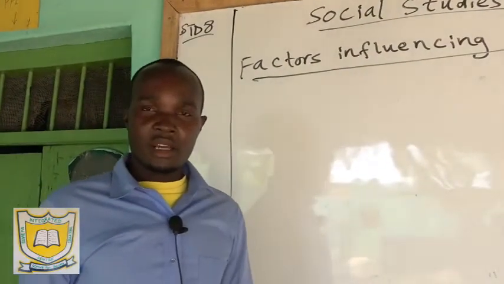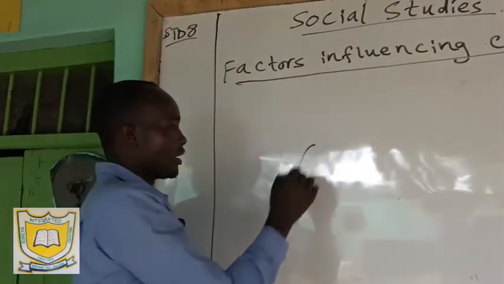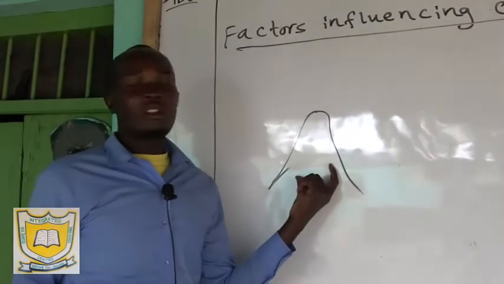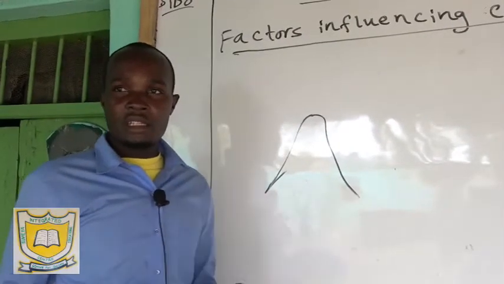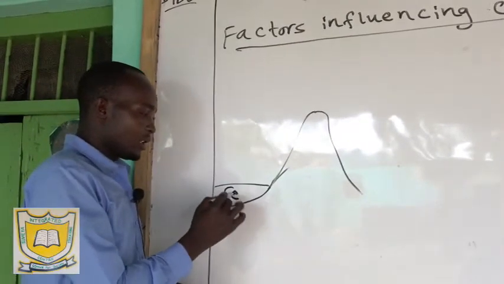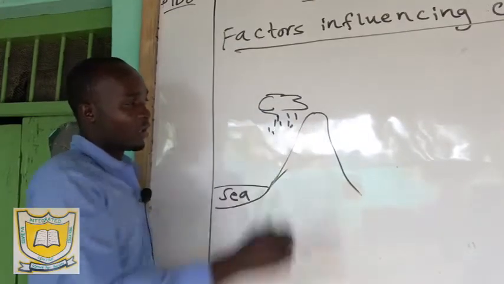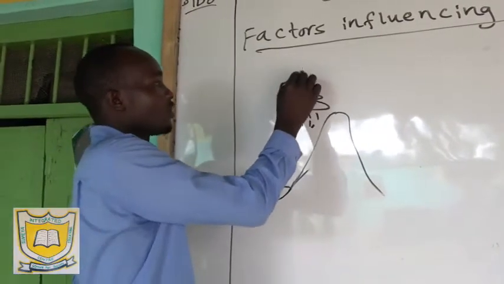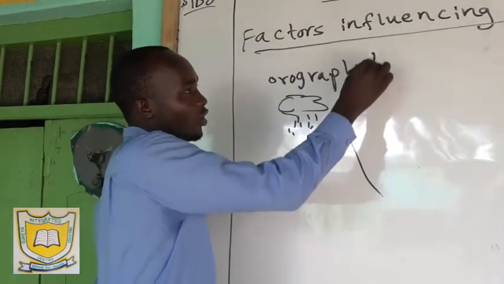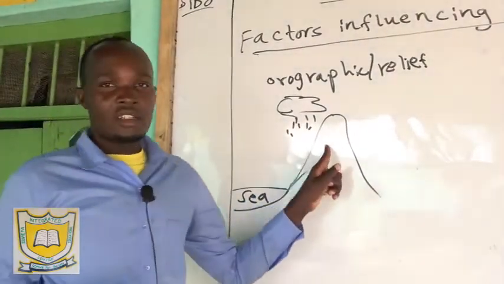Then we say that we have factors that influence the climate of a place. We talked about relief. When we talk about relief, we are looking at the physical landform. We are talking about the valleys and the hills. That is what we call relief. For example, we looked at this, and then we say this is a sea. Then here we have what you call orographic rainfall or relief rainfall. So we say that the mountain or this relief feature affects the climate of a place.